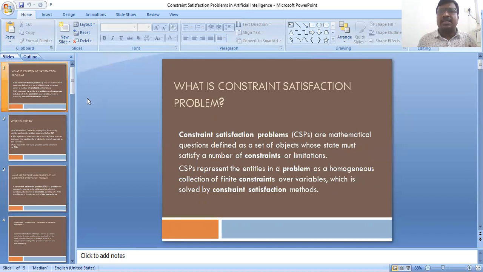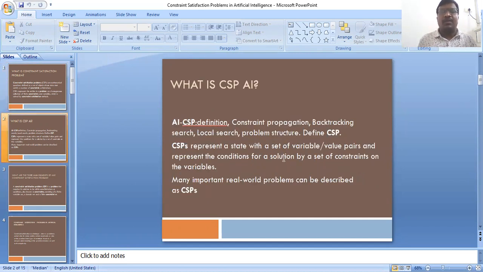This is the constraint satisfaction problem. The main topics defined in this problem are constraint propagation, backtracking search, local search, and problem structure. These are the most important topics in constraint satisfaction problems.